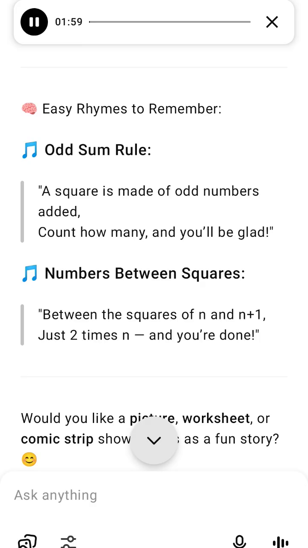Easy rhymes to remember. Odd sum rule. A square is made by odd numbers added. Count how many, and you'll be glad. Between the squares of n and n plus 1, just 2 times n, and you're done.